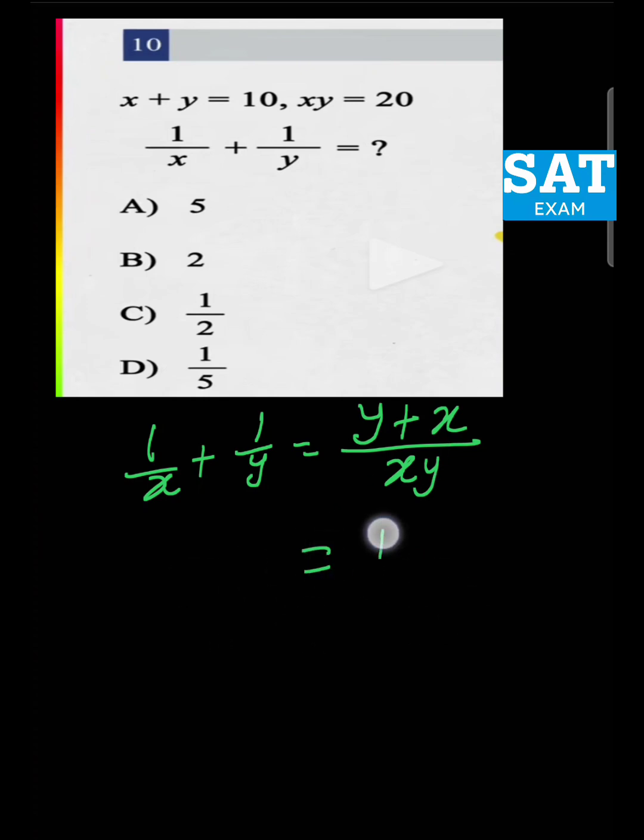So this is going to be equal to 10 divided by xy, which from the equation is given as 20. So divided by 20. So 0 cancels 0, and everything is going to be 1 over 2. So therefore option C is going to be the correct answer.